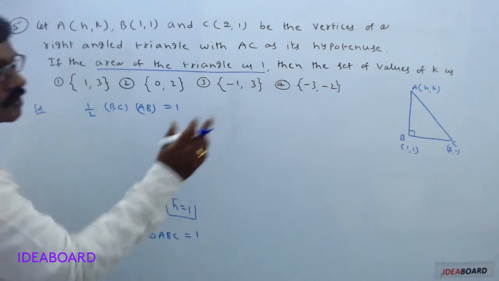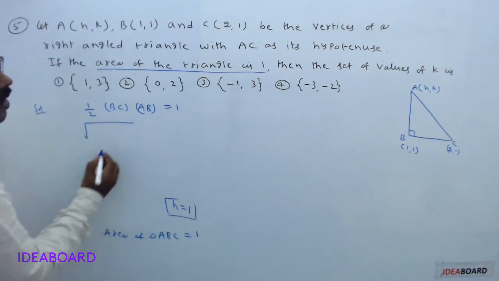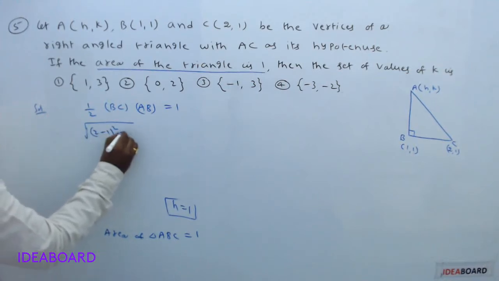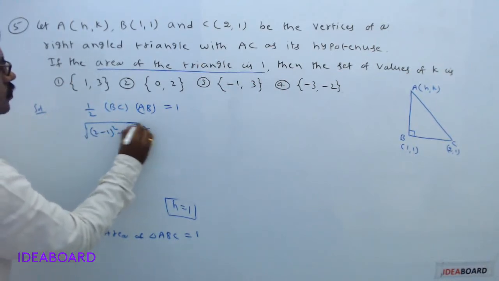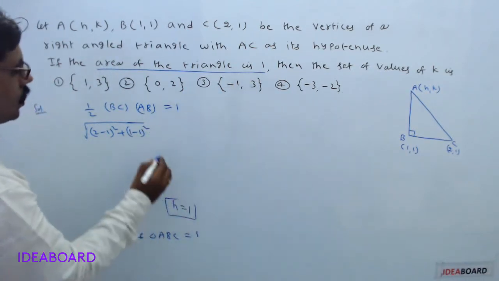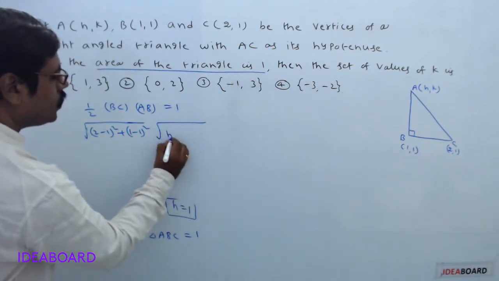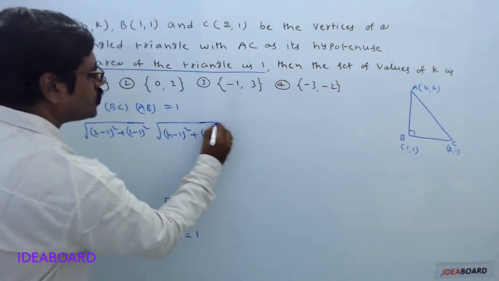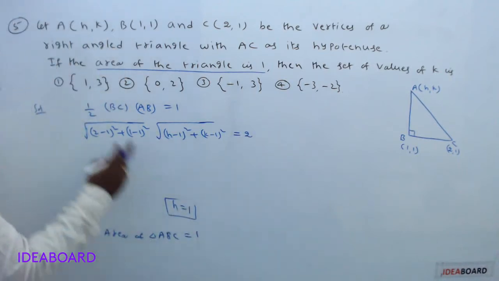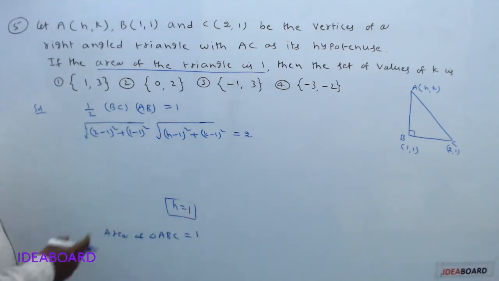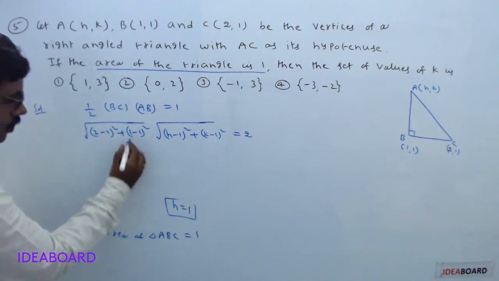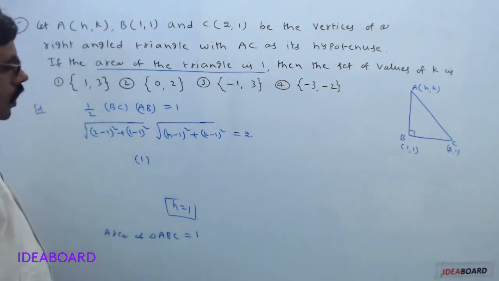Now BC. What is the value of BC? It is square root of (2 minus 1) whole square plus (1 minus 1) whole square. AB. What is the value of AB? Square root of (h minus 1) whole square plus (k minus 1) whole square. Already we are multiplying this equation with a constant 2. Now this is 2 minus 1, 1 square 1. It will be 0. So this first root function value is 1.